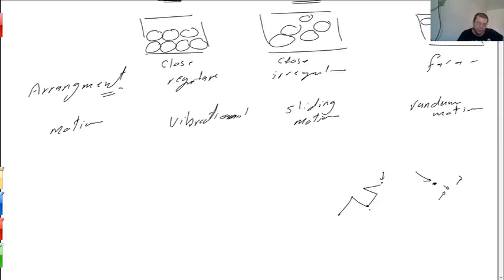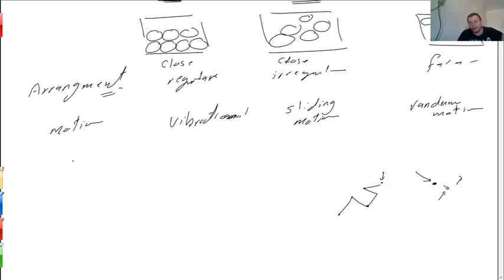Do not confuse Brownian motion and random motion. Random motion is the motion of the gas particles. Brownian motion is the motion of small particles caused by the collision with the air particles. This was about what we call random motion and Brownian motion.